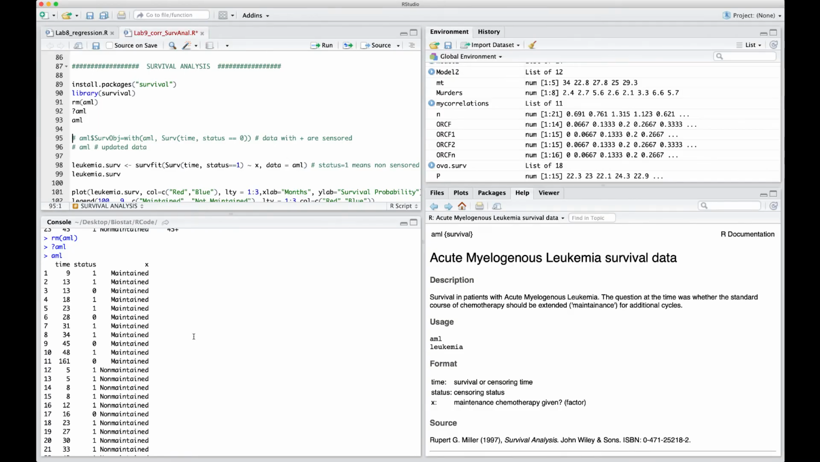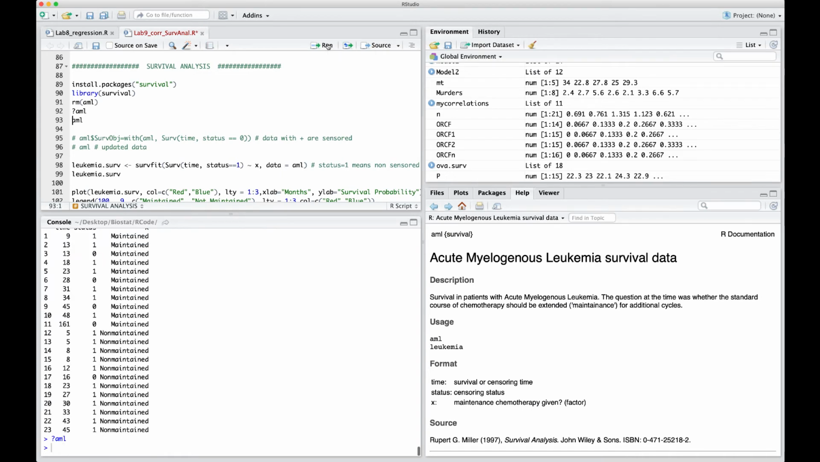Alright, to do the survival analysis in R, we need a package called survival. We need to install the package and call the library. So let us consider a data set, the built-in data set here. What is the AML data? The acute myelogenous leukemia survival data, survival in patients with acute myelogenous leukemia. The question at the time was whether the standard course of chemotherapy should be extended.